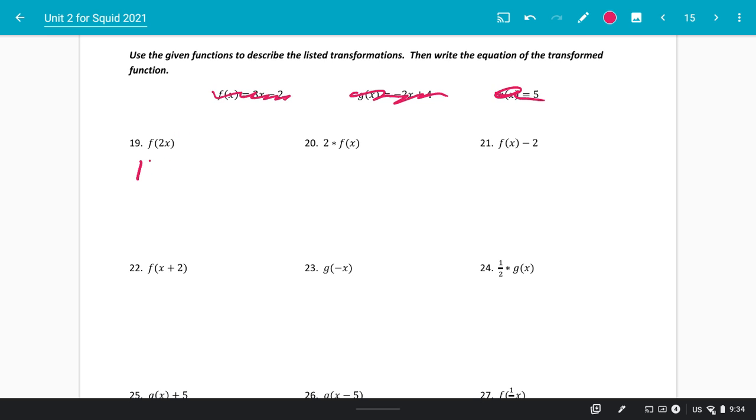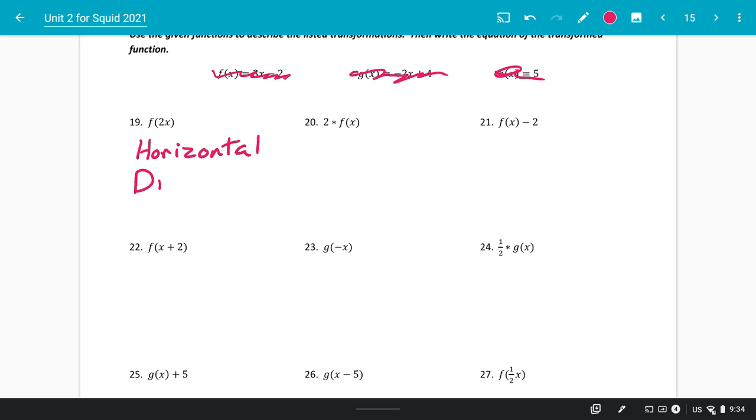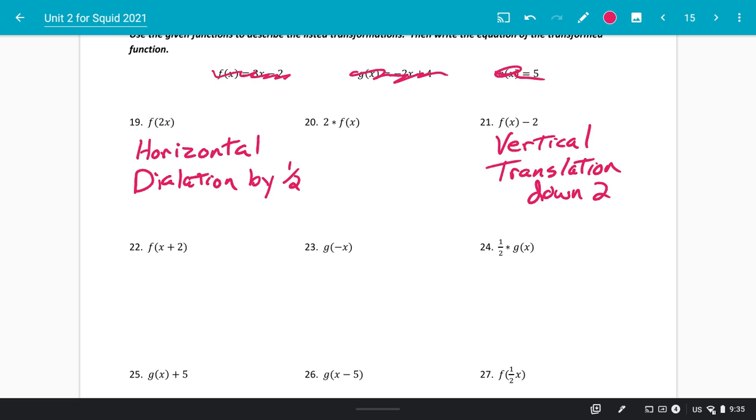That's inside, so it's a horizontal. It's multiplication, so it's a dilation. By what? By 1/2. If you get all that, I'm jacked. I'm going to look at number 21. What is 21? Vertical, because it's on the outside. It's subtracting 2, so that's a translation down 2. Cool? Now, I want you to do the evens.